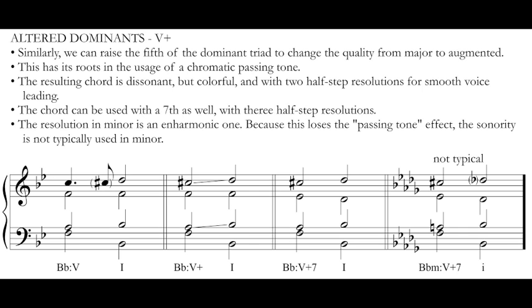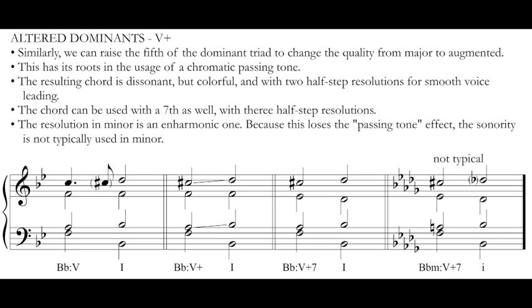So all that time ago when you learned all your different triads and you learned the augmented triad, well, here's the place where we finally actually get to see it a little bit. It's a chord that isn't used too often, but when we do see it in tonal music, it tends to be used as an altered version of the dominant. This is a dissonant chord, but it's a colorful chord. It has two half-step resolutions.